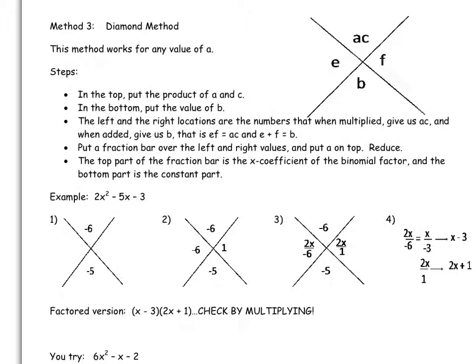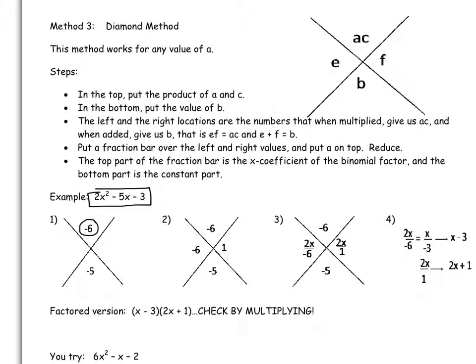All right, so this method works for any value of A. Steps: in the top, put the product of A and C. So let's look while we're reading this at this one right here. So we put the negative 6, that's at the top, product of A and C. In the bottom, you put the value of B, which was your negative 5. Okay, so we go with the first, multiply, and then the value of B.